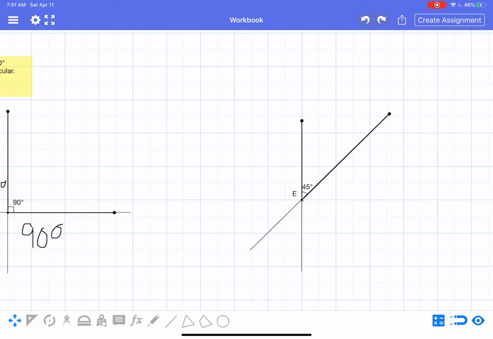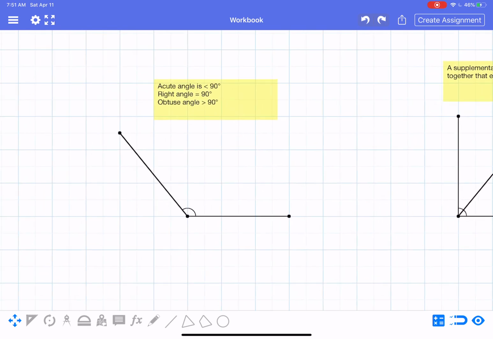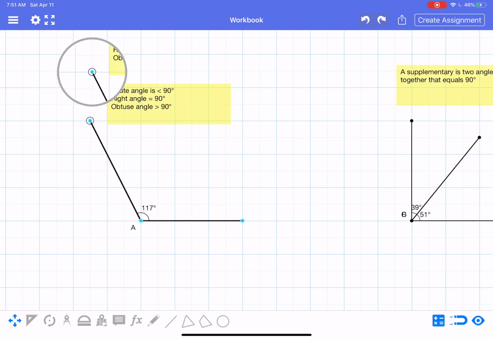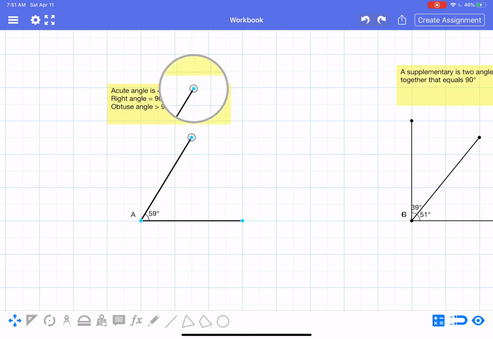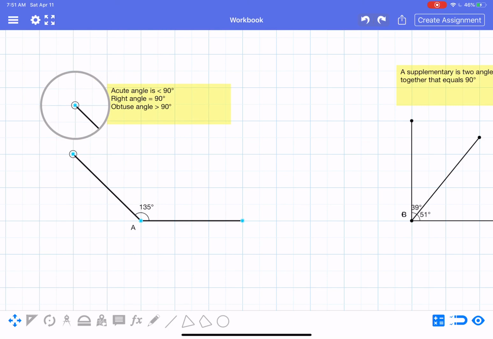So if we review what we did in this lesson, I'm going to come back all the way over here. The first thing we did, we reviewed what we did last time. So we looked at an acute angle, which is less than 90 degrees. There's the right angle at 90 degrees, and we did the obtuse angle at 135 degrees, right? That was review of last time.